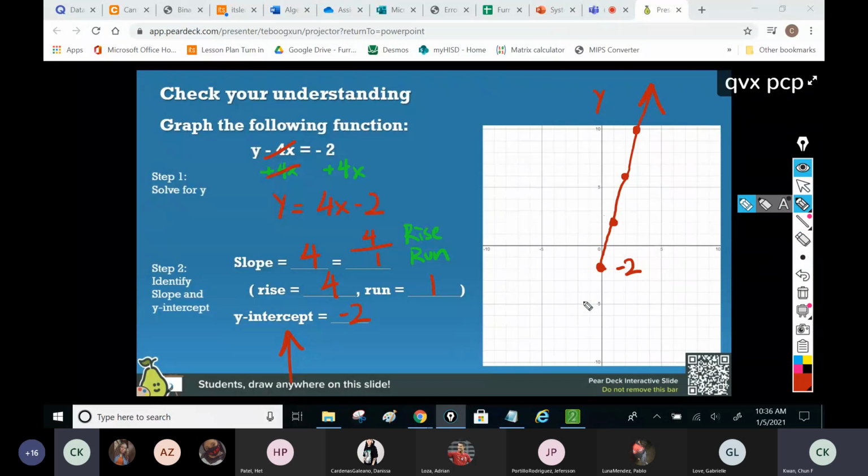And then the other side, I want you to follow the trend, all right? So that means you're going to have to go down. So 4 units down, 1 unit to the left, 4 units down. So that means your graph should look something similar to this.